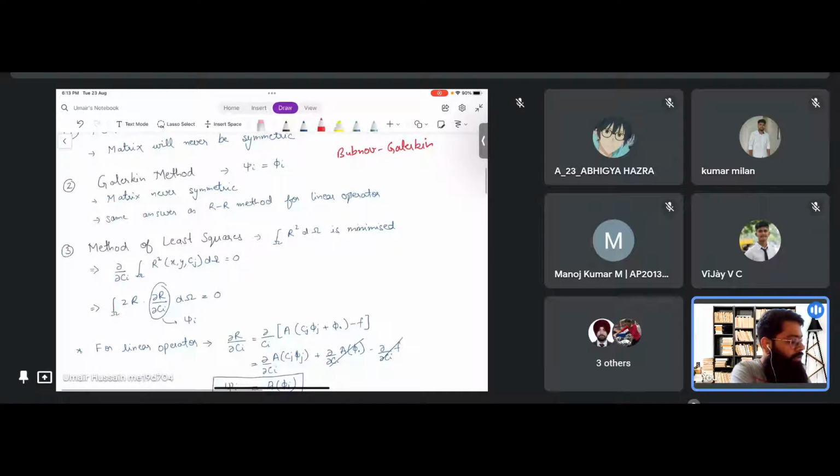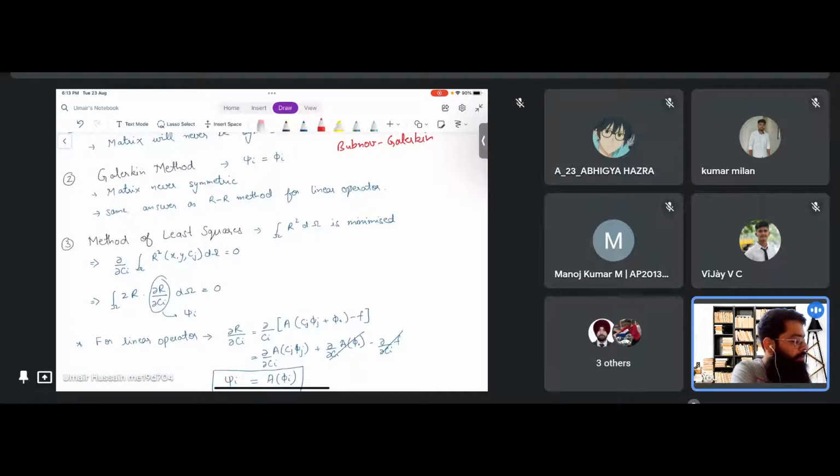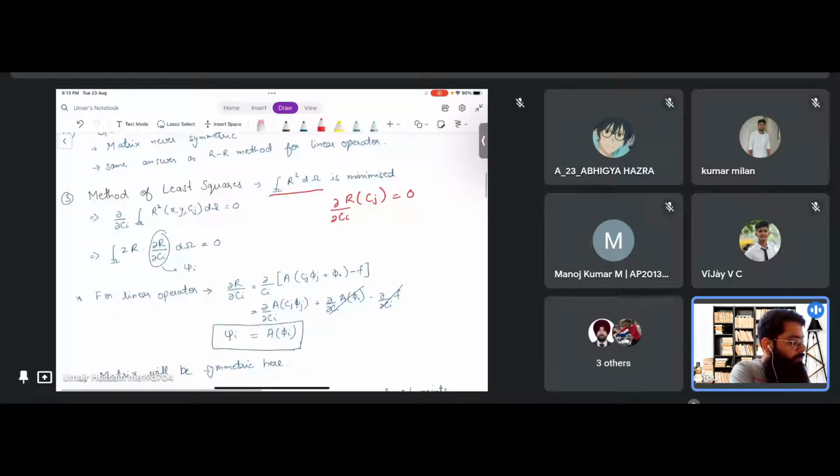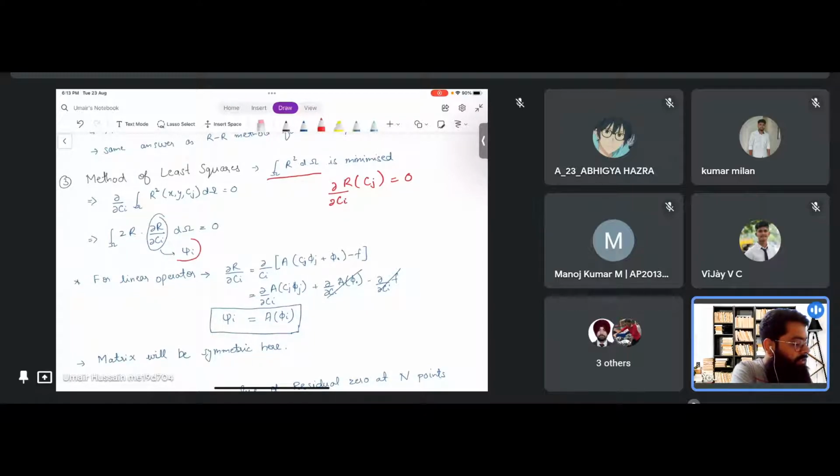And then we have the method of least squares. Now what we want to do is minimize this quantity, which is the integral of the square of the residual. R is basically a function of the c_j's. In order to minimize this, we need to take the derivative with respect to c_j and equate it to 0. Therefore, the weight function in this case is ∂R/∂c_i.